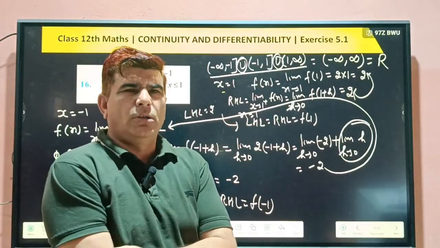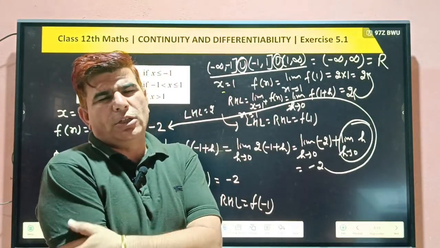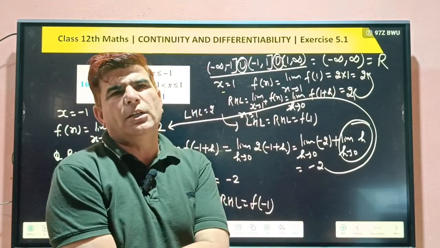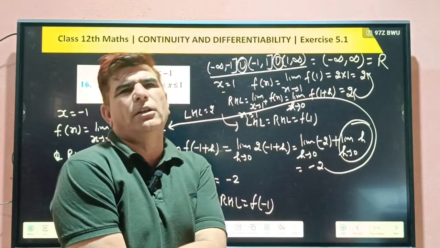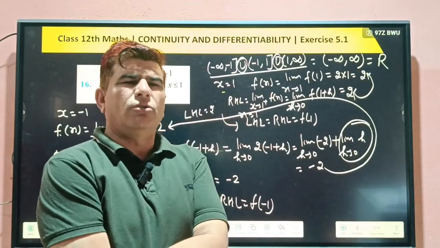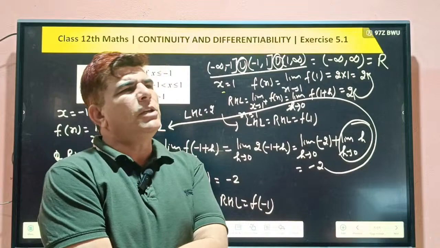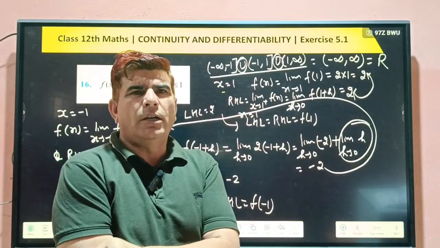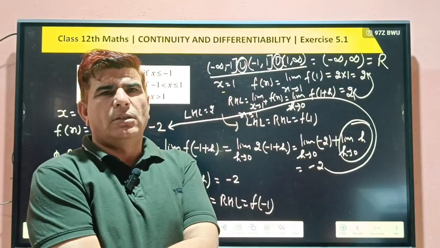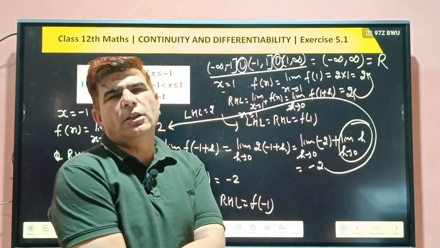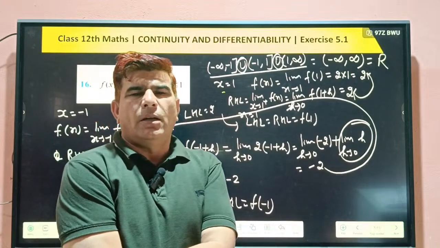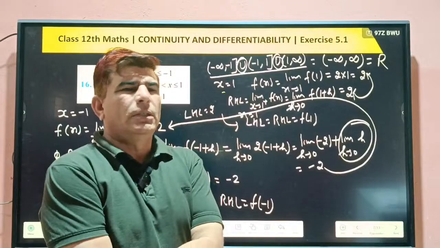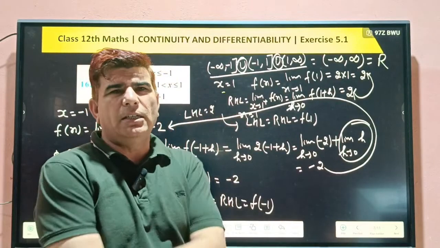I told you polynomial functions are continuous, constant functions are continuous, sine function is continuous, cos function is continuous, but tangent and the remaining trigonometric functions are not continuous. We will discuss the remaining functions also, like the greatest integer function, which is also not continuous. Understood? This is all given in class 11. This is easy if you understand it, and you will be able to solve it easily.